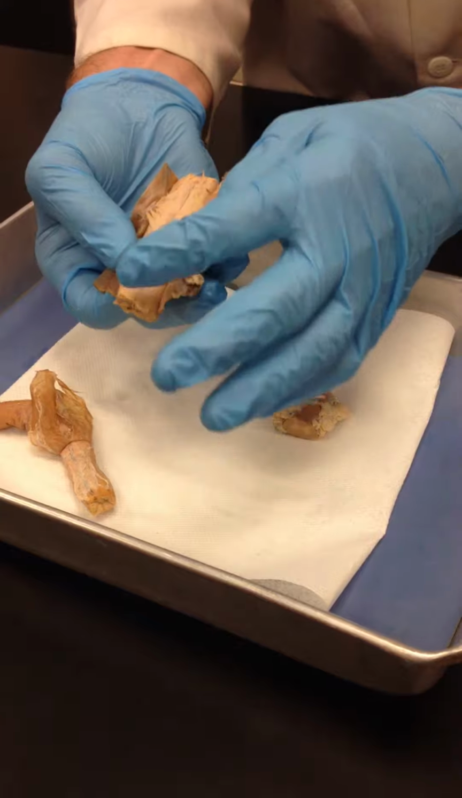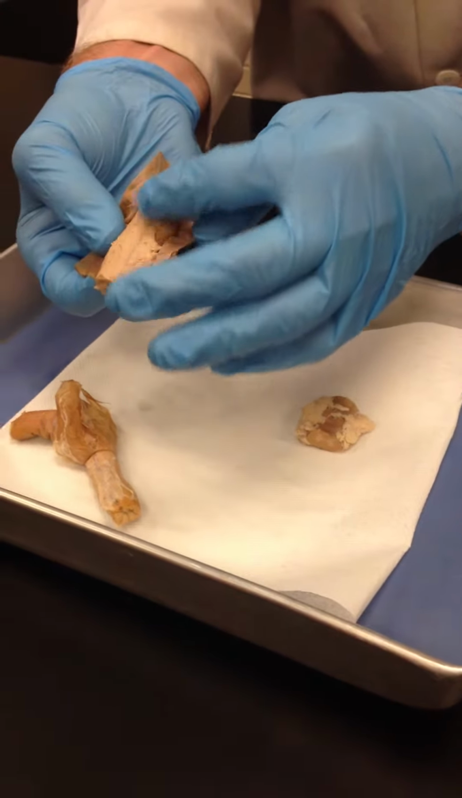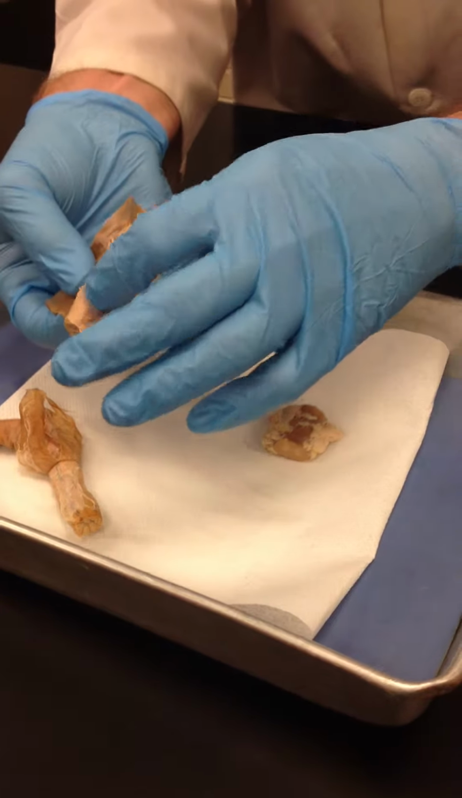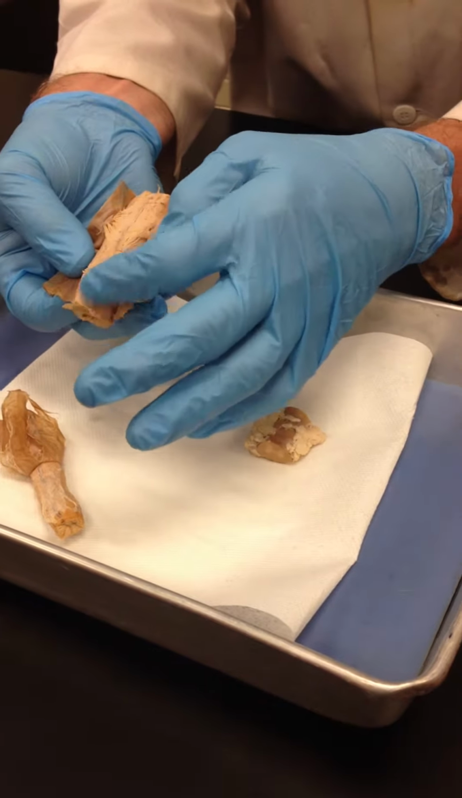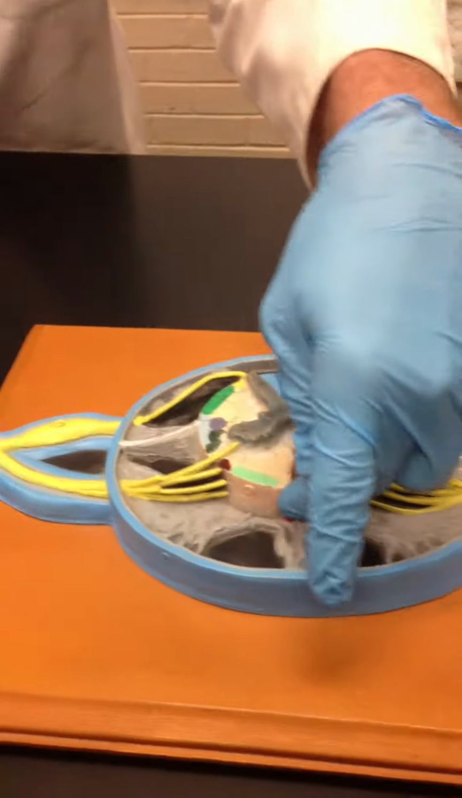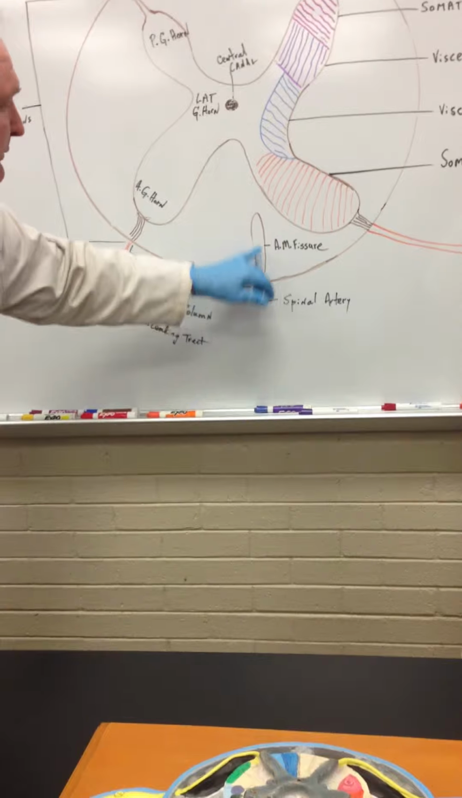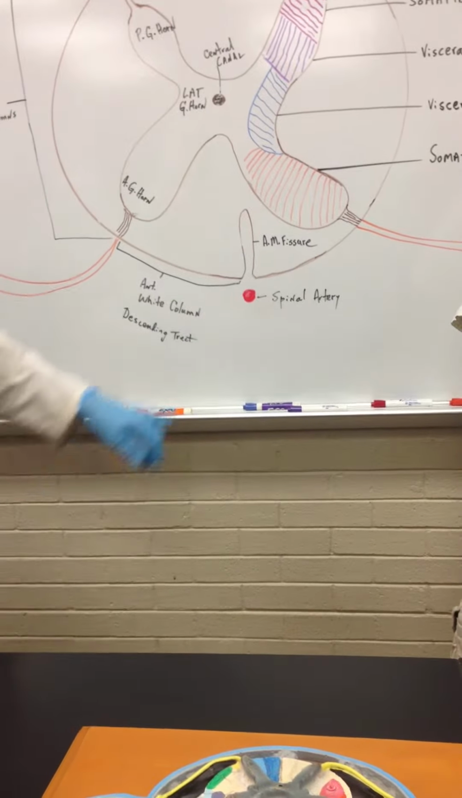Likewise, I would encourage you to observe just inside or just under the pia mater. See that dark blood vessel that runs right through here? That's the same as this dark red vessel that you see right here on the model. We call this the spinal artery. The spinal artery is just anterior to the anterior median fissure.